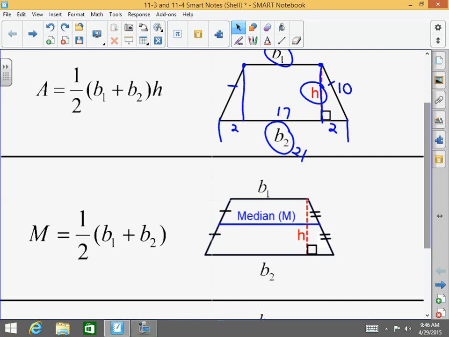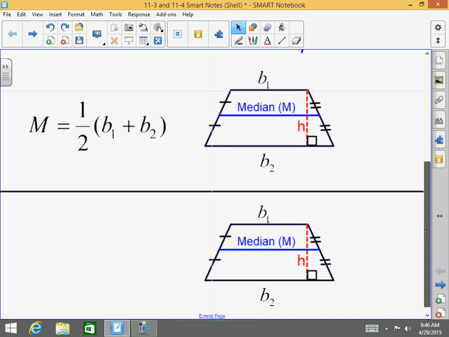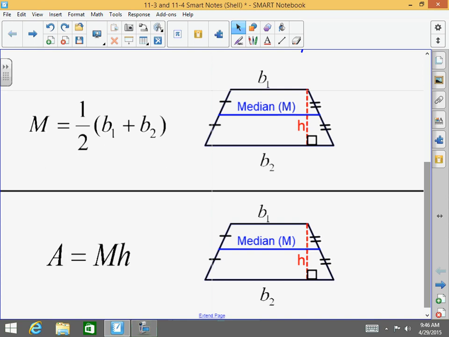Using that median, I can find the area of a trapezoid if I just give you a median value and the height. The area of a trapezoid could be just the median value times the height. It's the same formula. Median equals 1/2 times base 1 plus base 2. The area of a trapezoid is 1/2 of base 1 plus base 2 times height. So I could either give you the base 1 and base 2, or I could give you a median. And you can find the area of a trapezoid that way. So again, the area of a trapezoid, 1/2 of base 1 plus base 2 times height, or the median value times height. Literally, it's that easy.